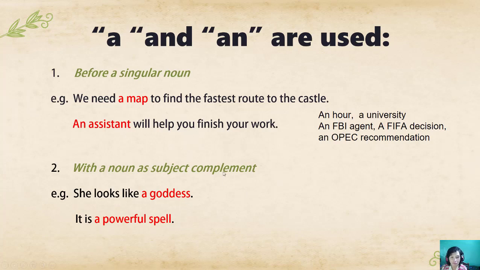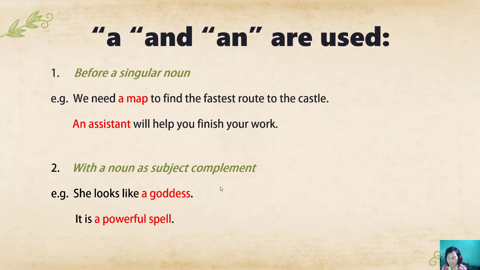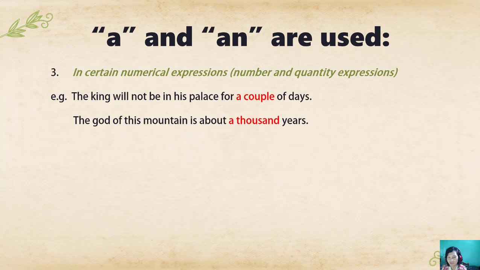Okay, now the second. With a noun as subject complement: she looks like a goddess. It is a powerful spell. So it is functional, I mean it has the same function as to be. Yeah, I hope that you remember: looks, seems, becomes. Yeah, they are linking verbs.